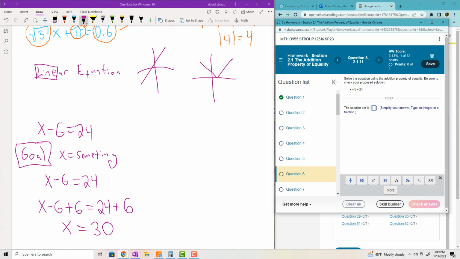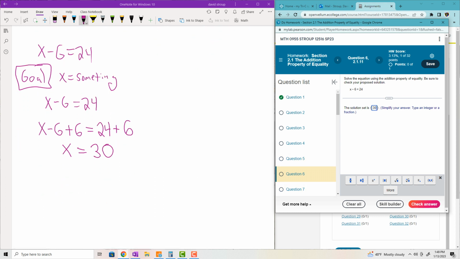It says solution set. That just means sometimes you can actually get more than one answer. We don't deal with that right now, but eventually we will. On my test, you could just write x equals 30. You don't need solution set. We don't need to be that technical about things yet.